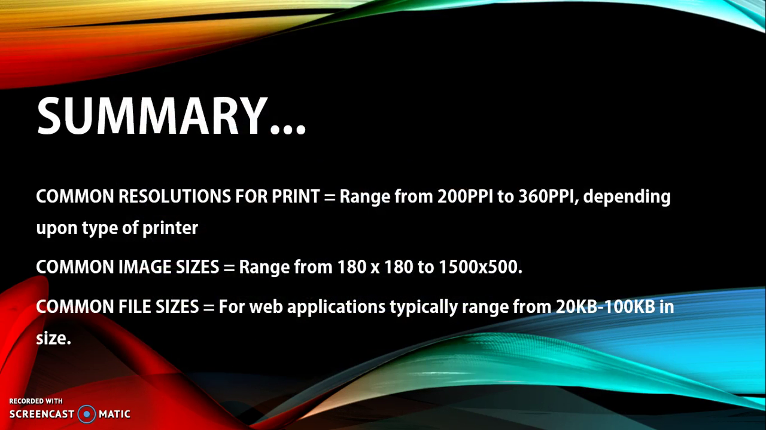So in summary, common resolutions for print range from 200 ppi to 360 ppi depending upon the type of printer. Your common image sizes will range from 180 by 180 pixels to 1500 by 500 pixels. Your common file sizes for web applications typically range from 20 kilobytes to 100 kilobytes in size.